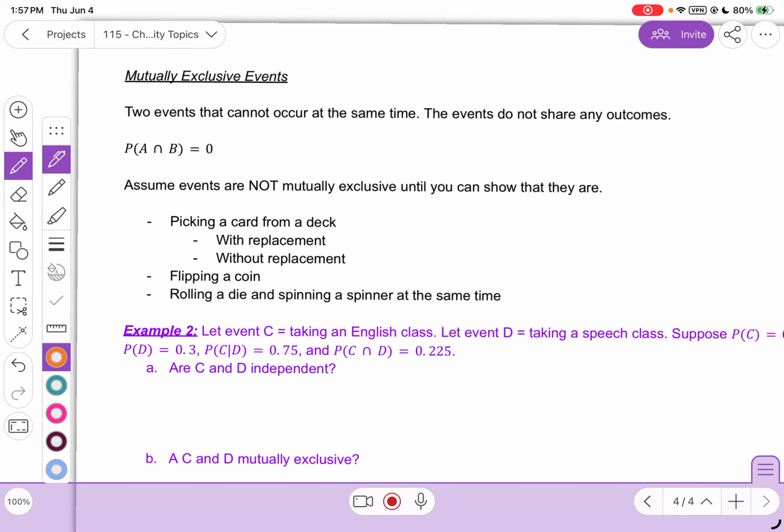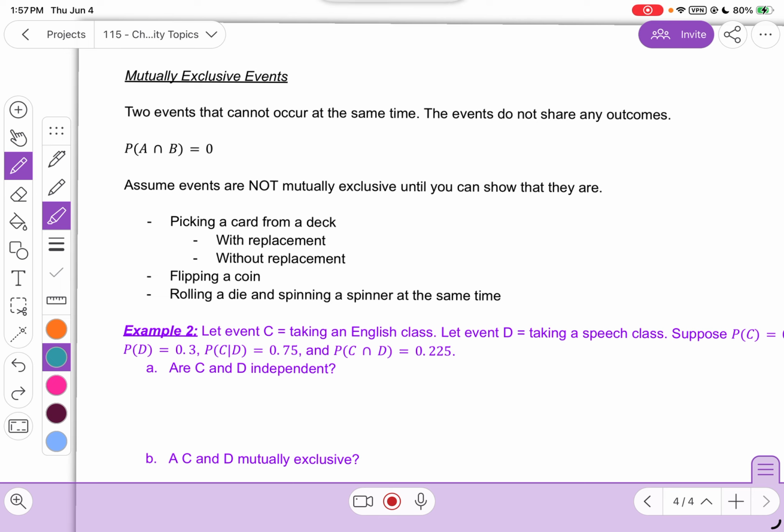All right, so that's independent. Now let's look at mutually exclusive. Two events that cannot occur at the same time are mutually exclusive. So this means they don't share any outcomes. Like a number can't be even and odd, right? It means the probability of A and B, of them happening at the same time, is 0.